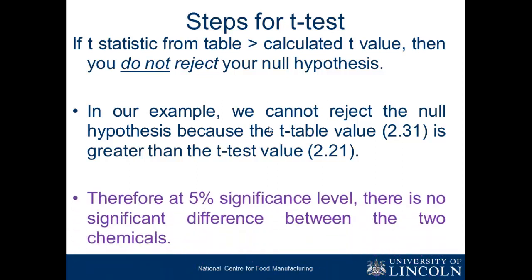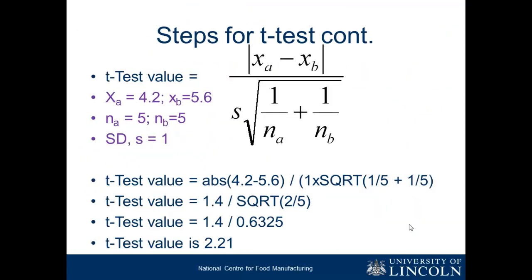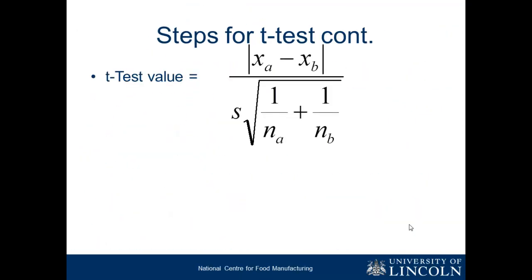What we are saying in essence is that at 5% significant level, there's no significant difference between the two chemicals. But if you look at the mean for the two chemicals, one is 4.2, one is 5.6. Mathematically, we will say they are different. 4.2 is different from 5.6.